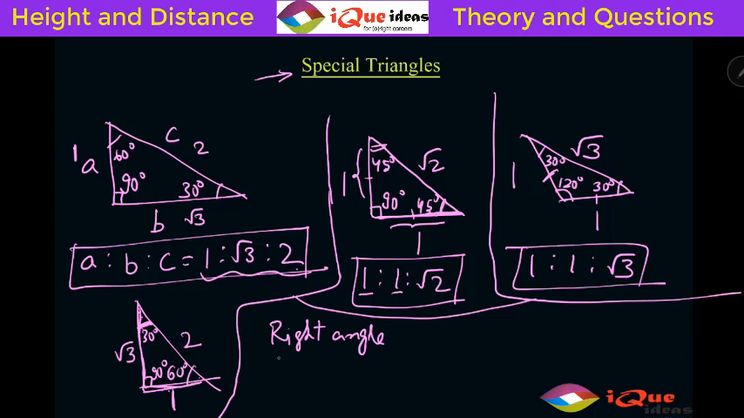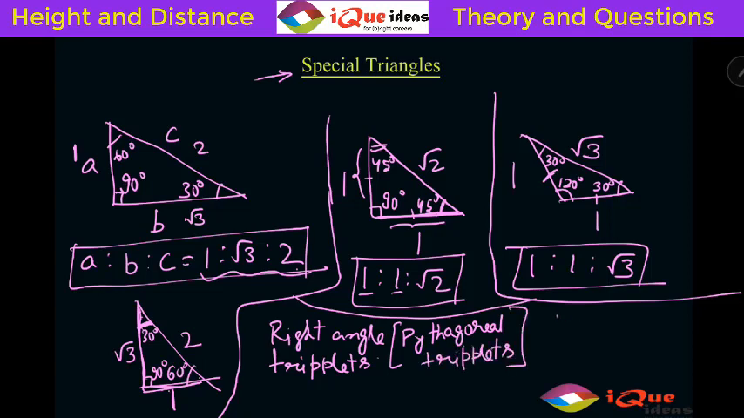Right angle triplets. They are also called Pythagorean triplets. So if you remember them, it will be really helpful. Alright. Pythagorean triplets. Just to name a few, 3 is to 4 is to 5. So that means if the sides are in the ratio 3 is to 4 is to 5, they have to be in a right angle triangle.